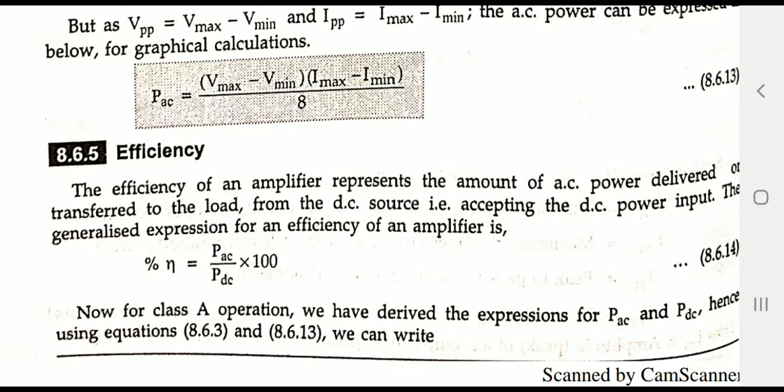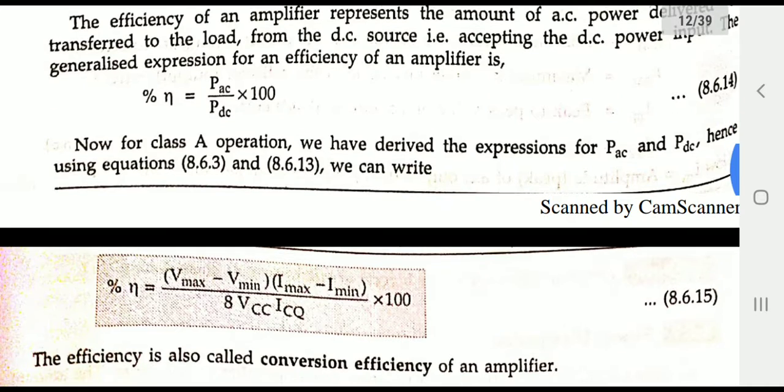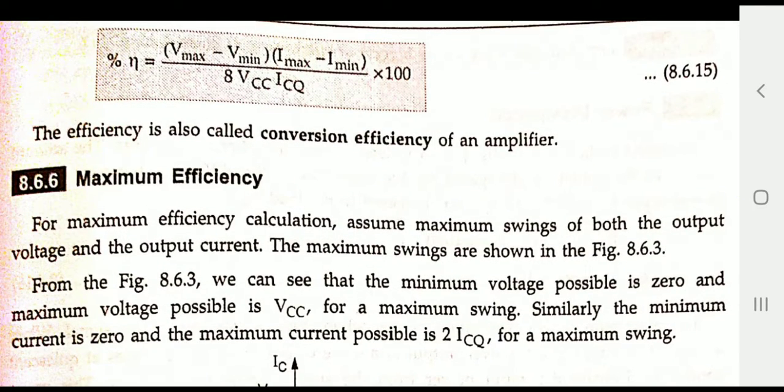Now the next nomenclature is efficiency. The efficiency is defined as the ratio of AC output power with respect to DC input power. Here PAC is the value obtained earlier; substitute it there and you will get this expression: V max minus V minimum, I max minus I minimum, divided by 8 into PDC, which is nothing but VCC into ICQ, into 100 because it's measured in terms of percentage.